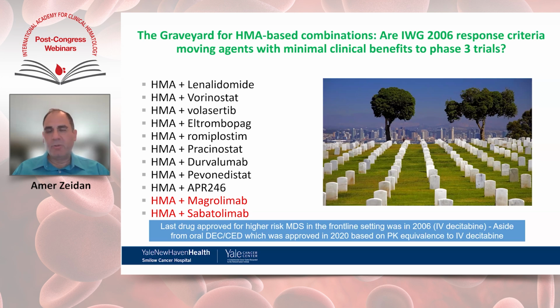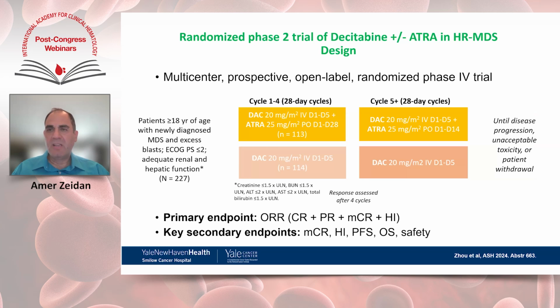And I continue to need to update this slide every few months, unfortunately, with a new phase 3 trial. Last year has seen the failure of magrolimab and sabatolimab, although again, there's still some ongoing efforts to try to fully understand these phase 3 results. But we had this drought of drugs approved outside of the oral version of decitabine, which is decitabine cedazuridine, which is now available for our patients.